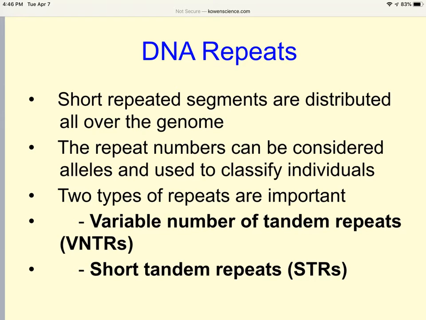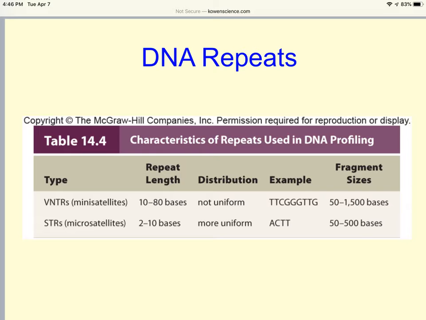So when we look at DNA repeats, we're looking at short repeated segments of DNA over a genome. And the repeat numbers can be considered alleles, and they can be used to classify individuals. So we have two types of repeats. We have the short tandem repeats, which we're going to abbreviate as STRs, and we have the variable number of tandem repeats, which we're going to abbreviate as VNTRs. When we look at our STRs, which are small, that's 2 to 10 bases. When we look at our VNTRs, which are much larger, that's 10 to 80 bases. These are our fragment sizes, and here we could have some examples right there.